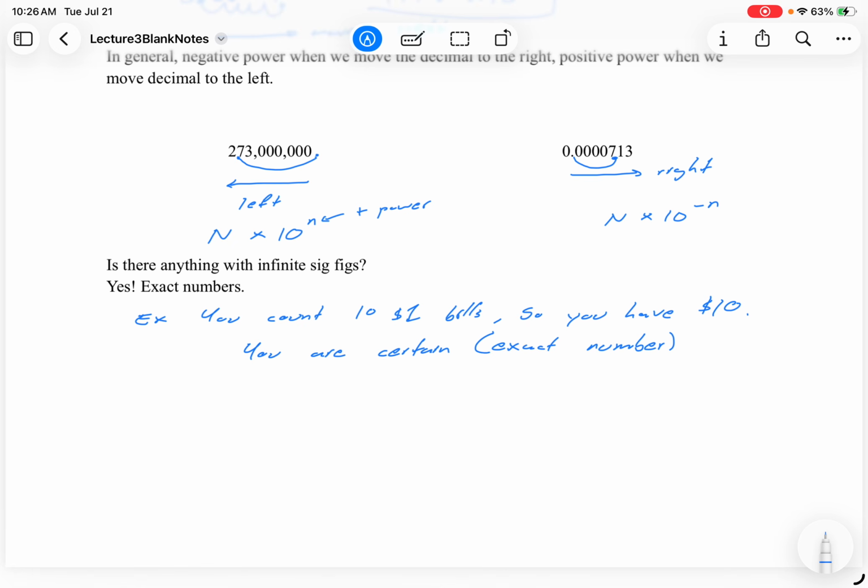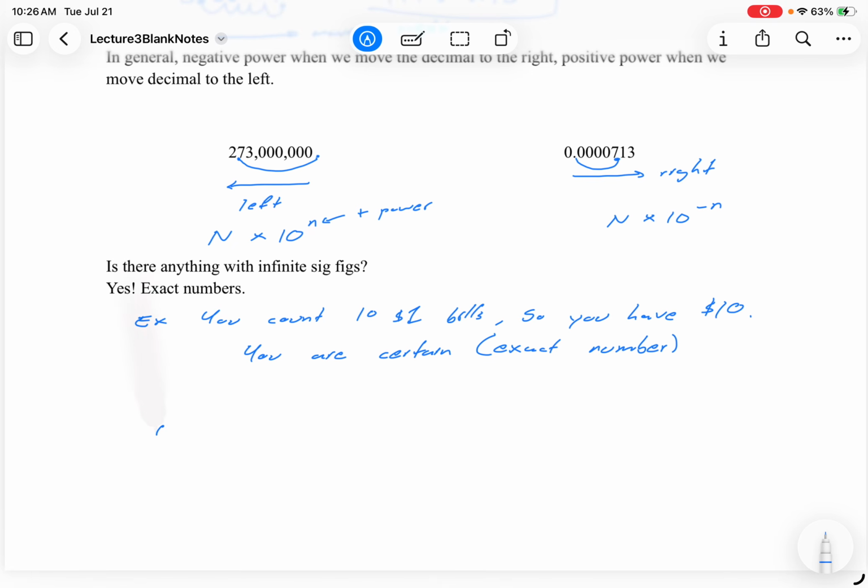Other examples include, like I mentioned before in lecture, 12 inches in 1 foot. That is exact. There's always going to be exactly 12 inches in a foot. So that is infinite sig figs, right? 2.54 centimeters in 1 inch. Again, generally an accepted value. Infinite sig figs. That is an exact number, an exact amount of how many centimeters are in an inch.